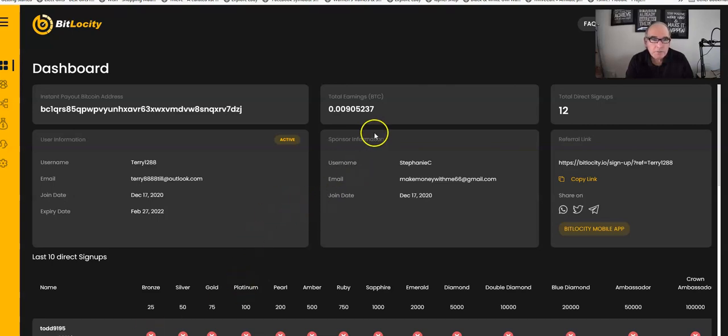This, as you can see, is my BitLocity back office, and I'd earned 0.00905237 in Bitcoin, which pretty much equates to a couple of 50s on the Infinity line, same on the $25, and I've actually had 3 upgrades on the $75 package and a couple of upgrades on the $100 package.